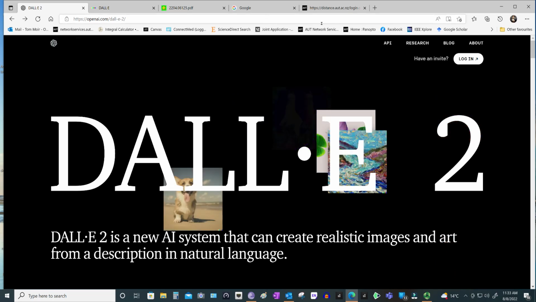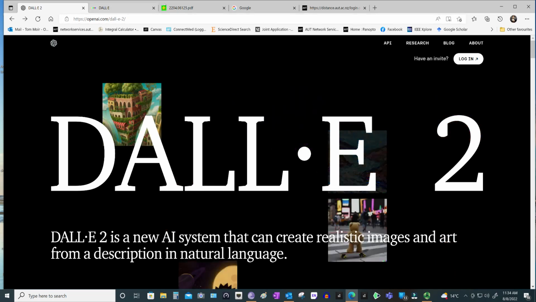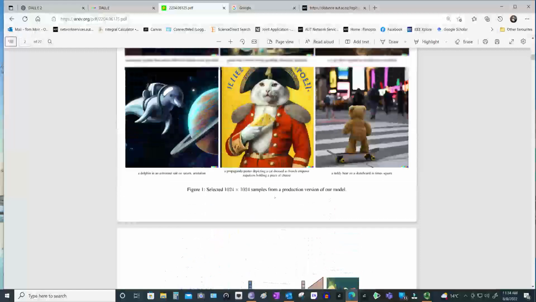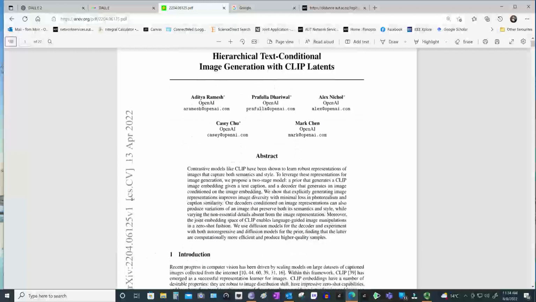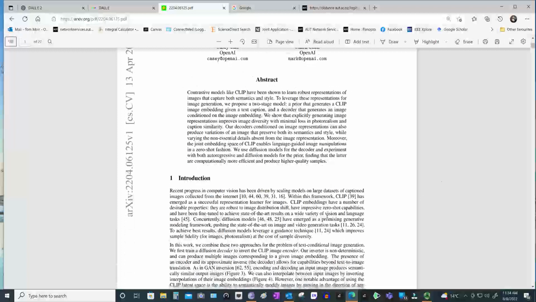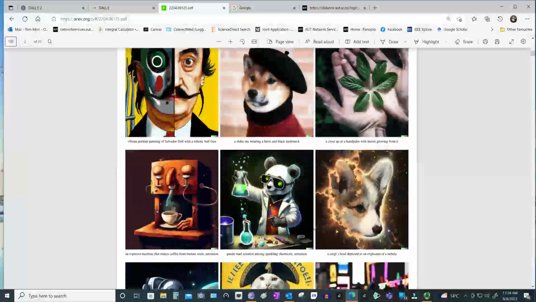It's got research. If you click on the research, you get the paper, which is here, which is a preprint. It's not published yet. I'm sure it'll be published somewhere. That was on the 13th of April 2022, with 5 authors. These are some examples in the paper. A mad scientist panda mixing sparkling chemicals.